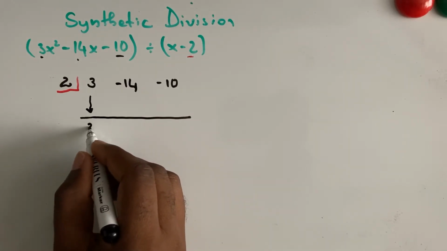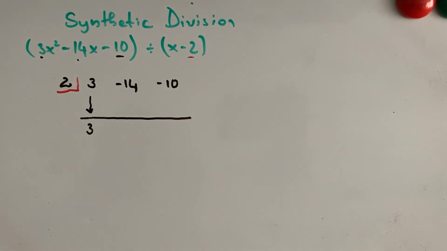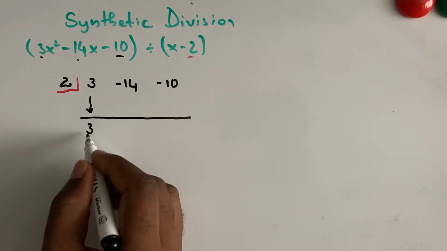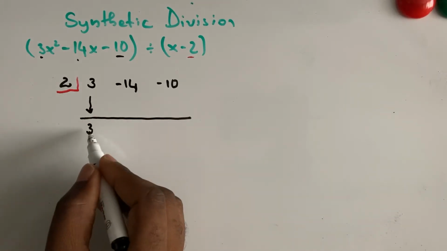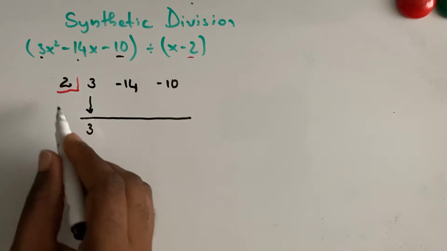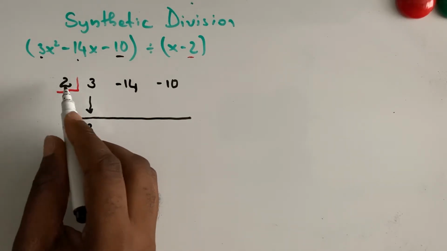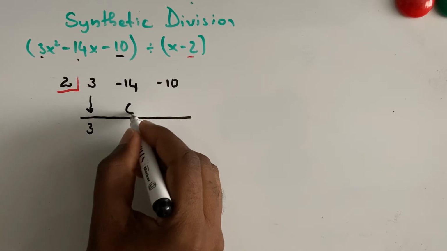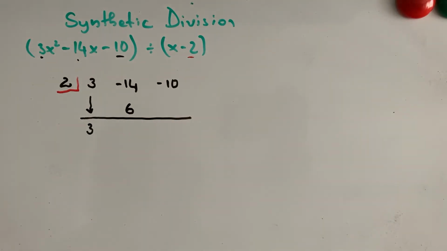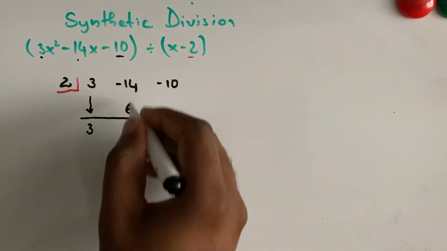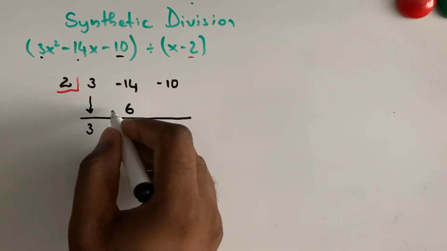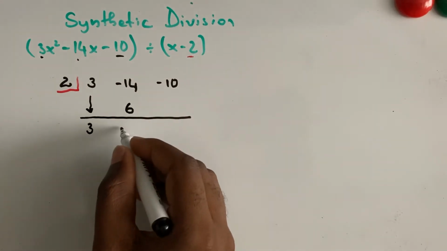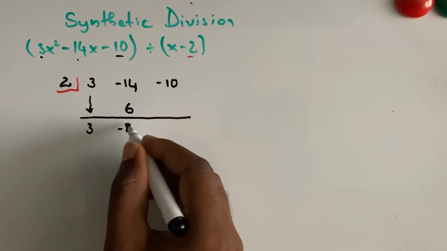You put 3 here. Then you multiply what you brought down by what you have here. So 3 times 2 gives you 6, and you put +6 right here. Then you do the addition here: -14 plus 6 is -8, and you put -8 here.